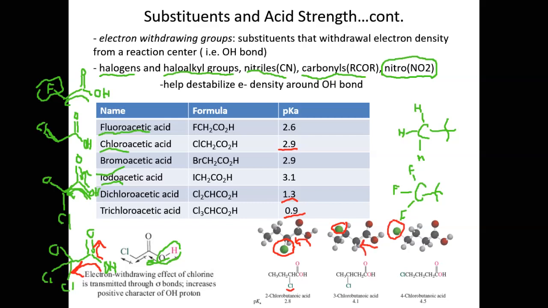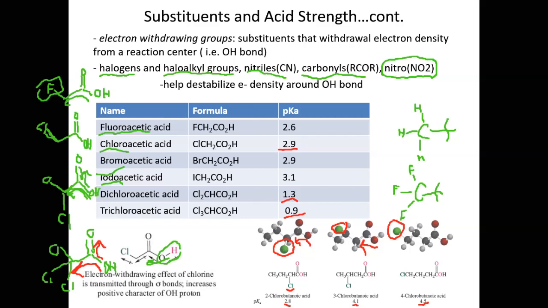So we go from 2-chlorobutanoic acid, pKa 2.8, to 3-chlorobutanoic acid, pKa 4.1. So the further away from the reaction center, you're minimizing the effect the electron withdrawing group has. And then 4-chloro is 4.5.